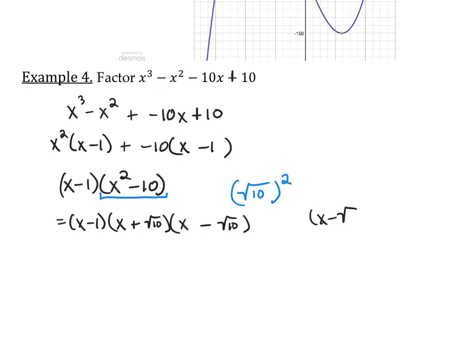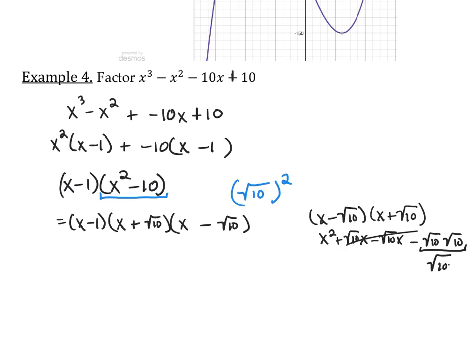Just so you can see that that actually is a valid technique, go ahead and multiply back out. X times x is x squared. Then I get a plus root of 10x and a minus root of 10x, which zeroes out, and a minus root of 10 times root of 10. The root of 10 times the root of 10 is just the square root of 100, which is, of course, just 10. So I get x squared subtract 10.